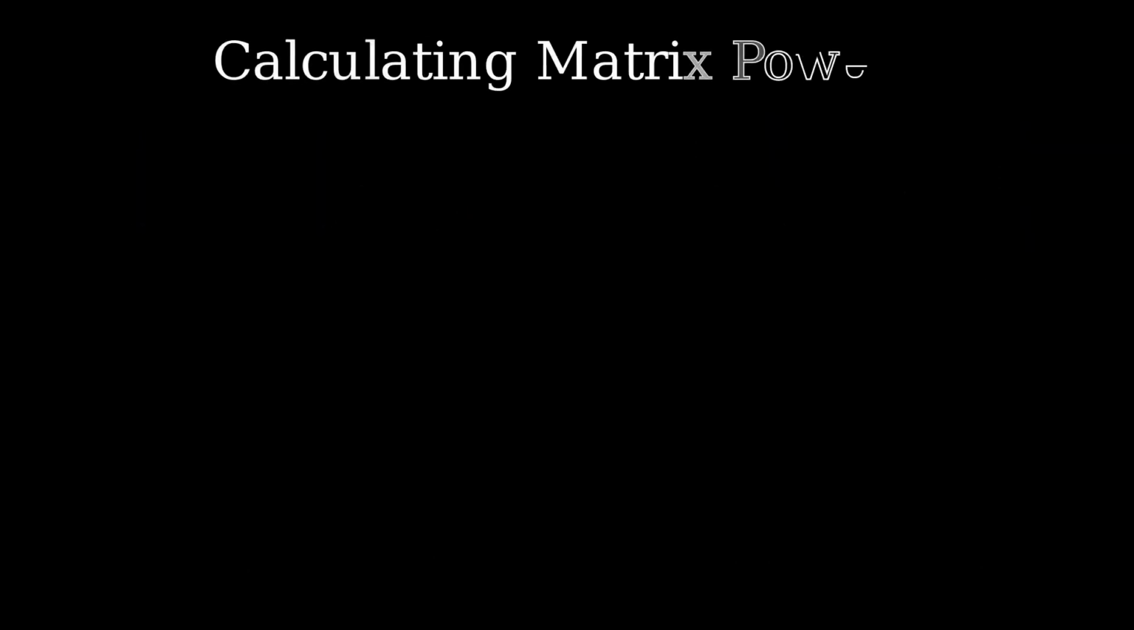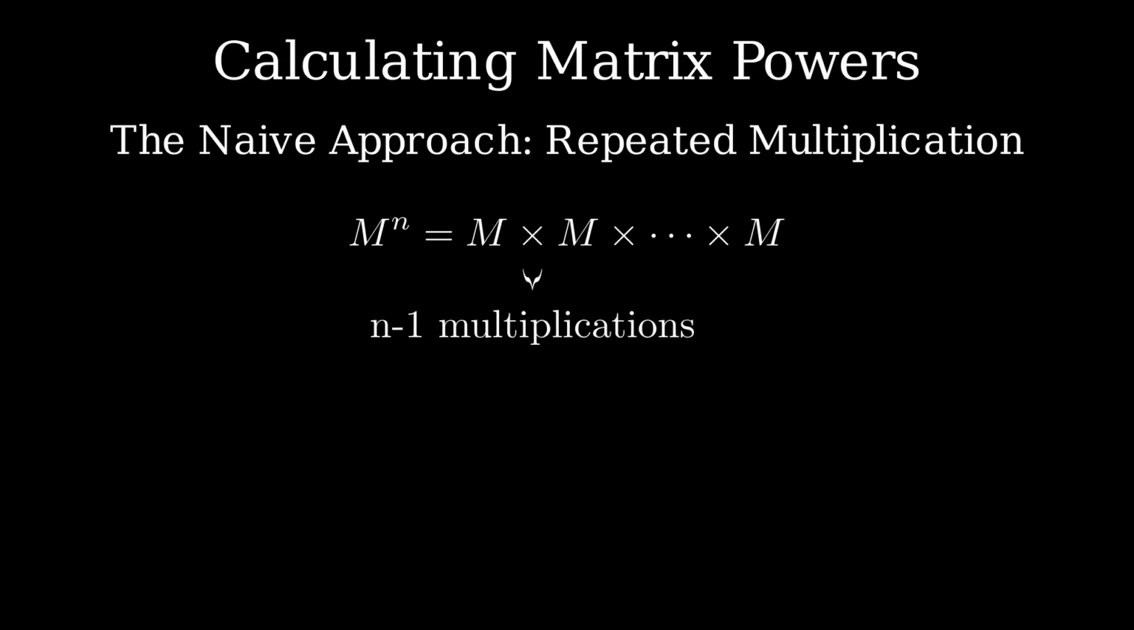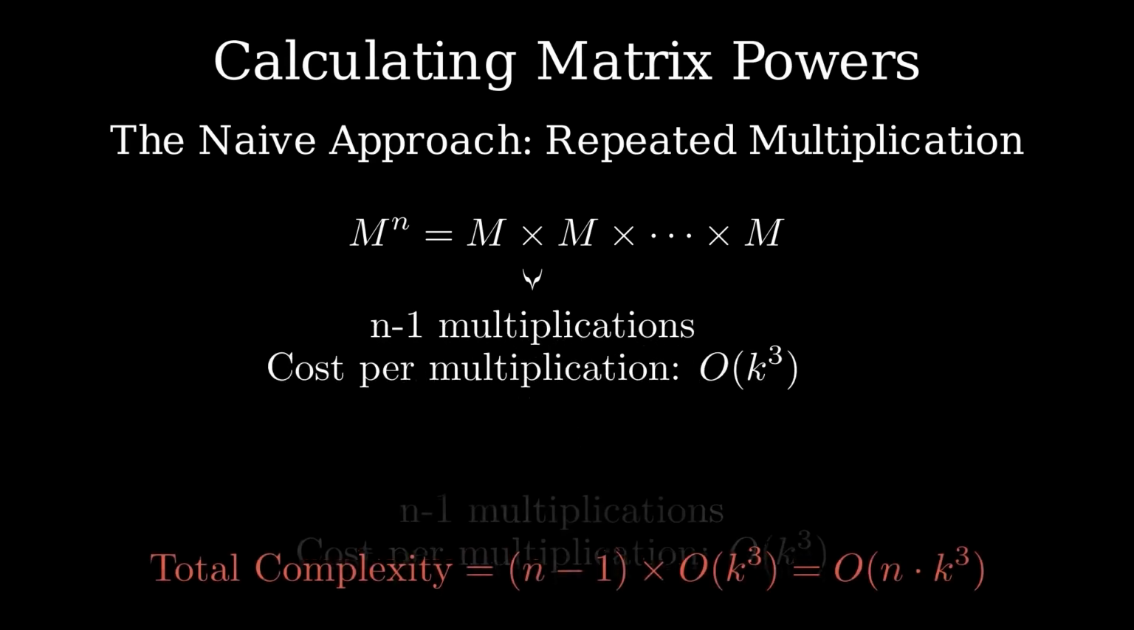Let's say we want to calculate the nth power of matrix M. The naive approach would be just to simply multiply these matrices by each other. We are going to have n-1 multiplications. Each multiplication costs k to the power of 3 operations. So overall, we'll be having O(n) times k to the power of 3.